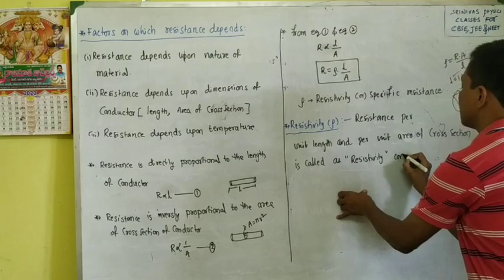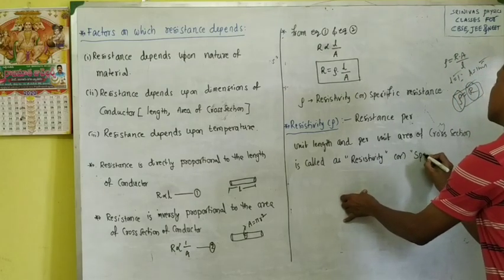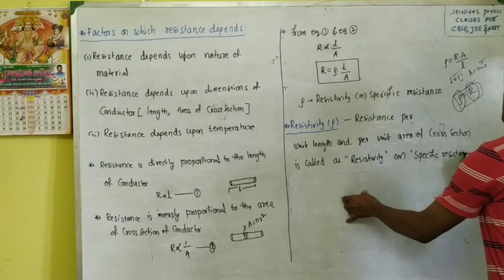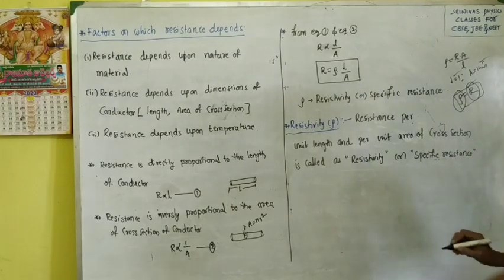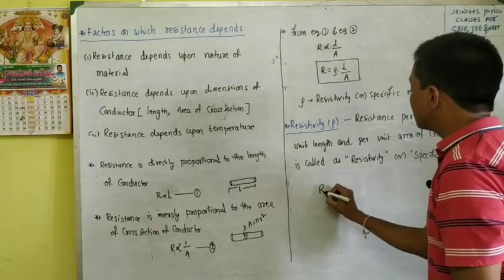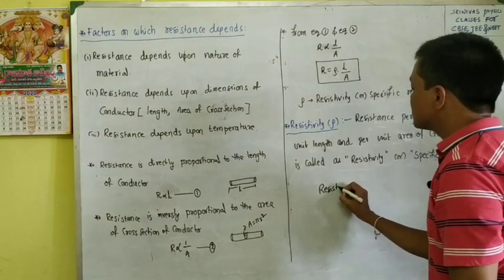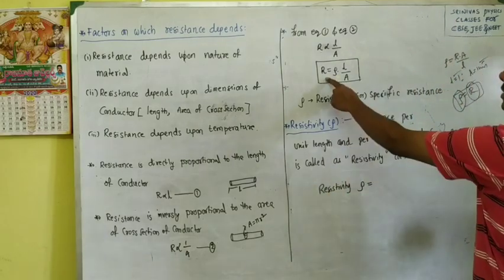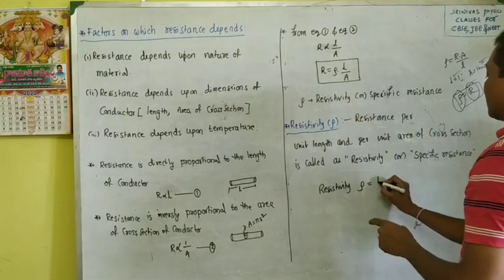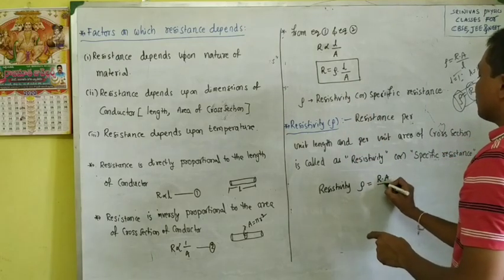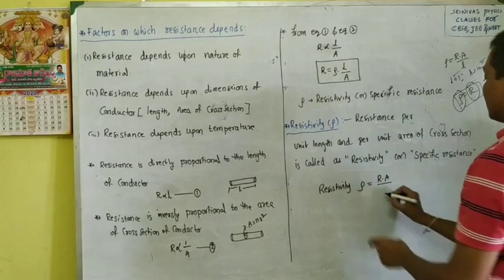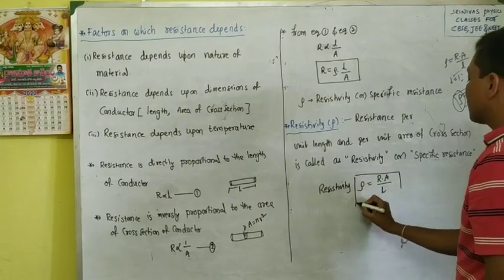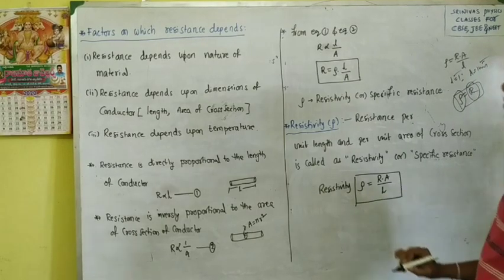Tell me what is that? Specific resistance. What is the definition? Resistance per unit length per unit area. What is the formula for the resistivity? Resistivity formula is rho is equal to, from this we take A to the left side, R into A by L. RA by L, right? This is the formula for the resistivity.